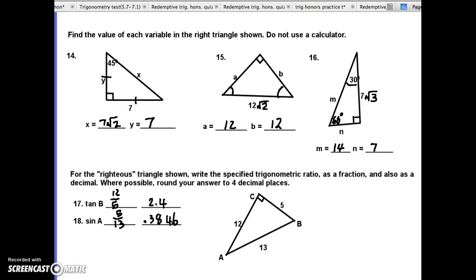Okay, and if you want to find the cosine, which I don't have here, but the cosine of, let's say, angle A would be adjacent over hypotenuse, and that would be 12 over 13. You could work that out using your calculator also.